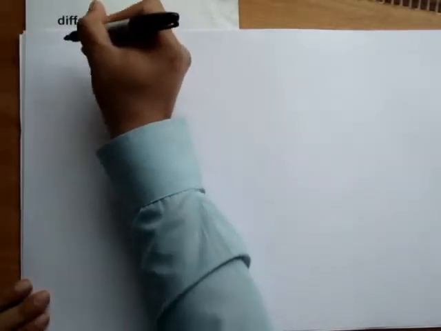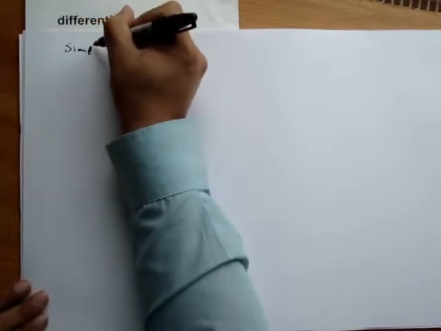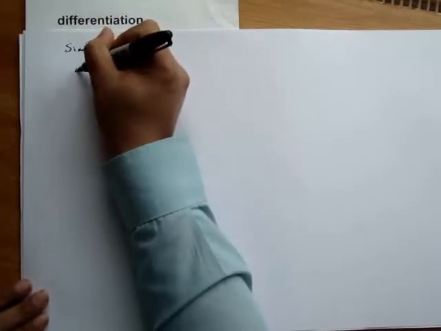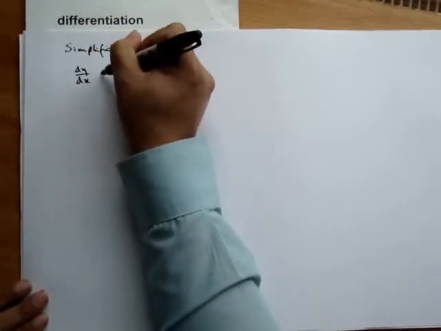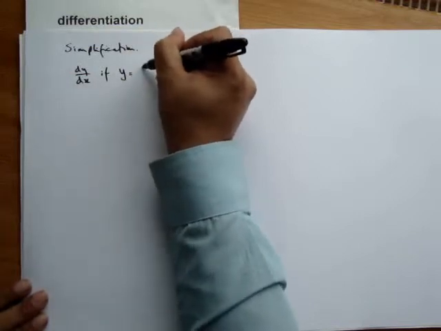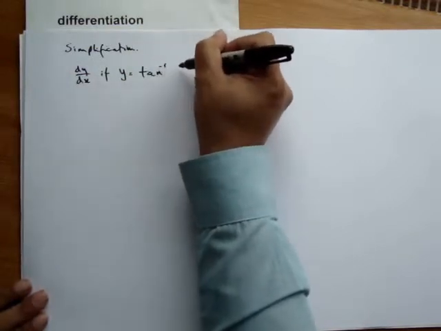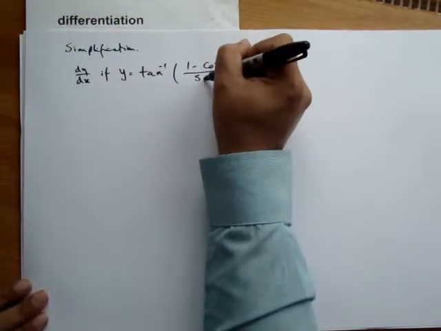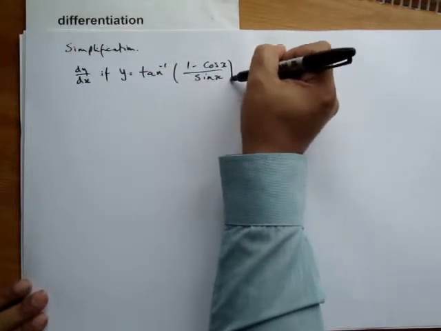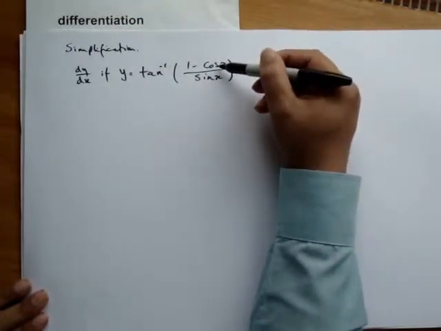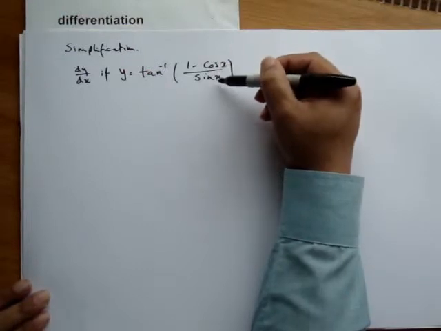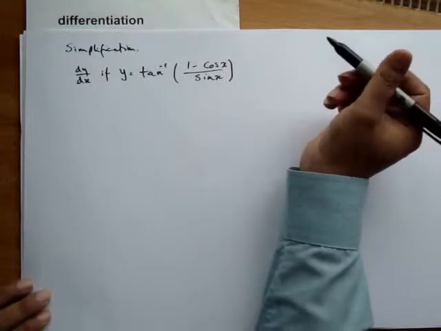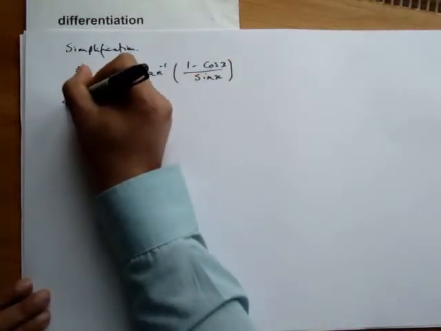Okay, let's have another look at simplification. dy by dx, if y equals tan inverse of 1 minus cos x over sin x. Now we're already given this in the form of cos x over sin x, so we don't need to do any substitution. So what we do is simplify if we can.